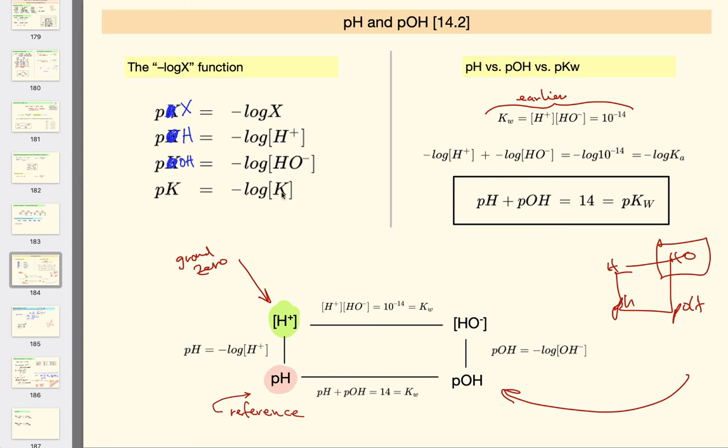Or if you have an equilibrium constant that's a very big or very small number, and you take the minus log of it, that's okay. We're just going to call that pK. There. It's just a simple mathematical deal. Nothing more complicated than that.